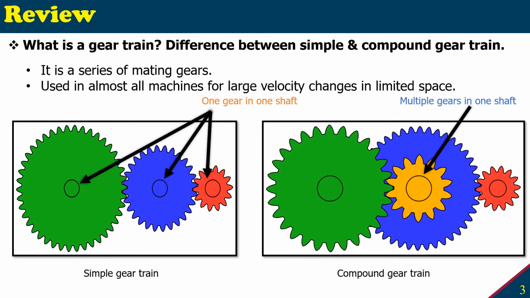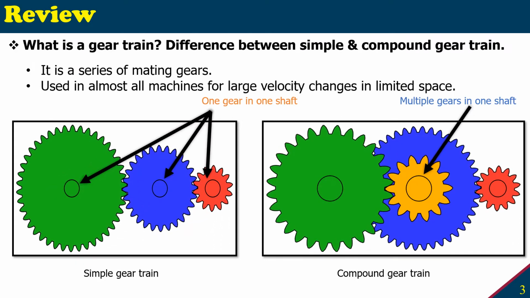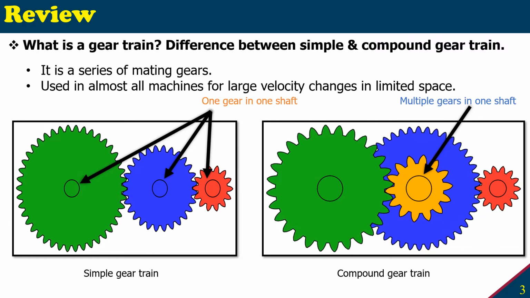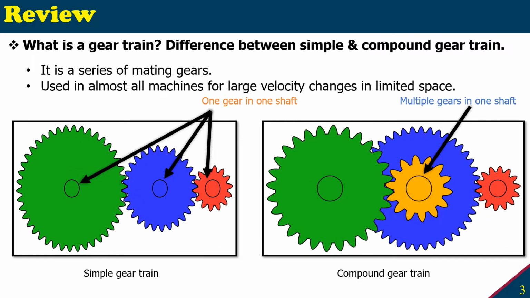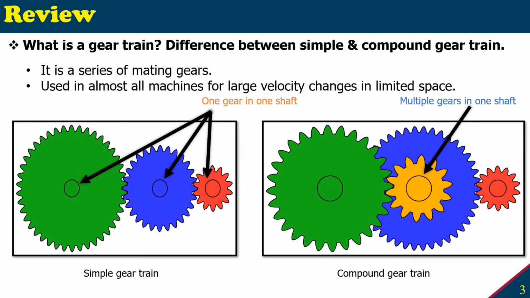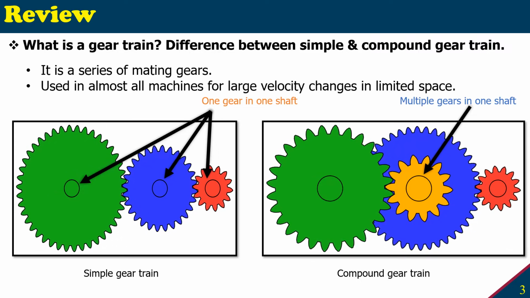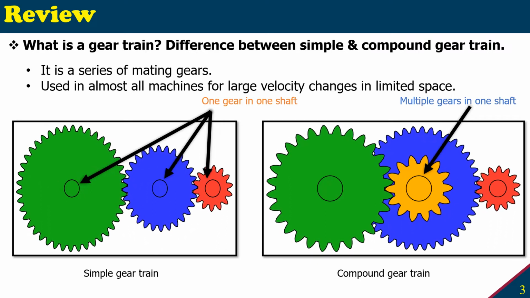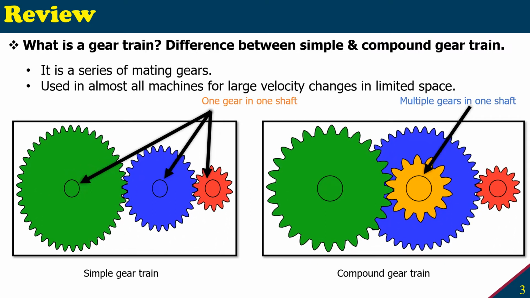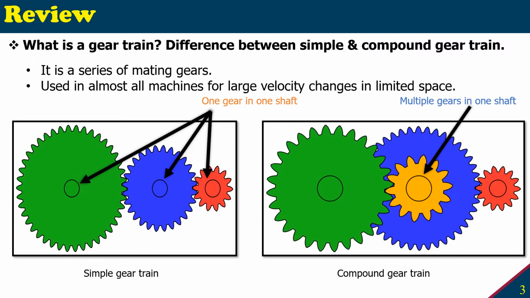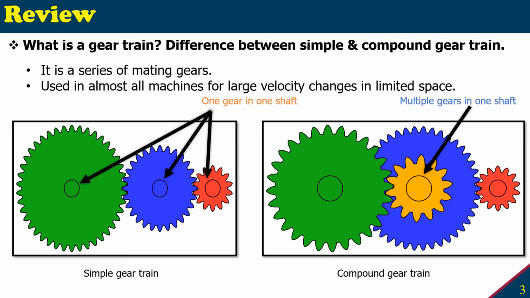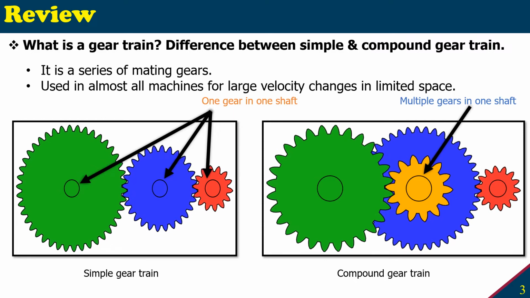So what is a gear train? It is a series of mating gears. If you see on the image on the left and the right, you see there are gears on shafts and they are meshing with each other. So together they are forming a gear train. It is used in almost all machines for large velocity change in limited space.